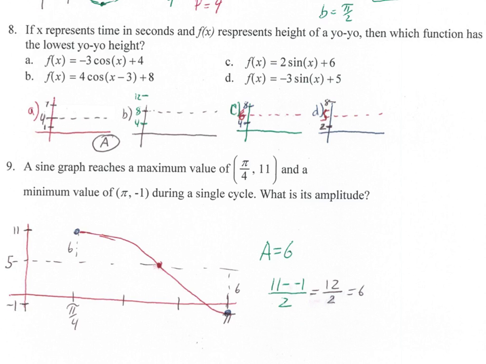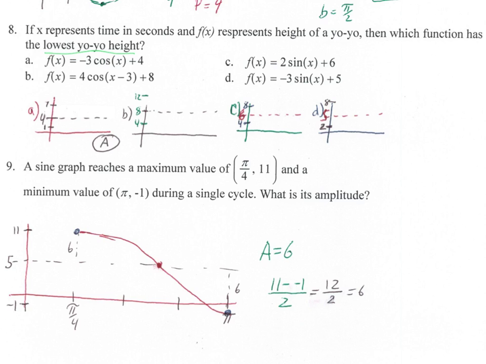If we look at this, it doesn't really matter what the graph looks like. I just know I start at 4, I'm going down 3 and up 3. So if I go down 3, and I'm looking for the lowest, make sure you watch out for that one, the lowest yo-yo height. So I'm looking at the bottom. This yo-yo will go down to 1 foot and up to 7 feet. All right, the next one, B here, I am at 8 for the middle, and I'm going up and down 4. So I'm at 8, I'm going to go up 4, down 4. So the lowest this one will ever go is 4 feet.